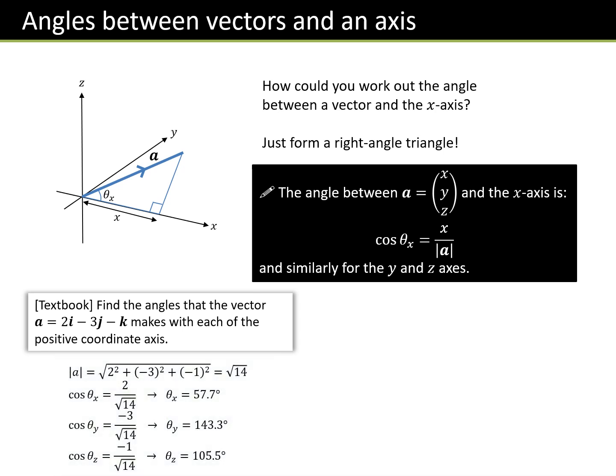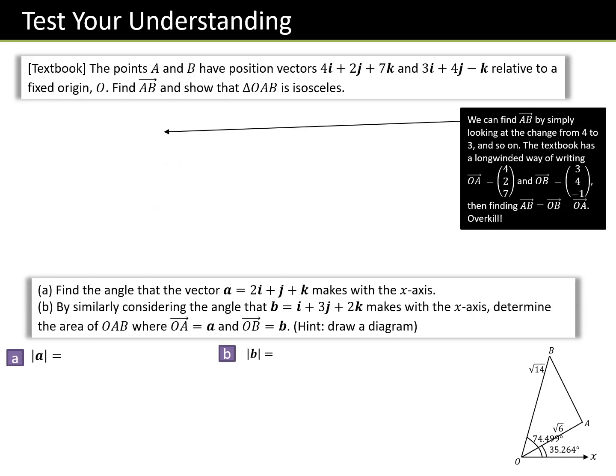So let's have a look at this example here. You've got a being 2i - 3j - k. The modulus, or the magnitude, of a is going to be, just putting all those numbers into Pythagoras' theorem, root 14. So the angle it makes with the x-axis is going to be the x component, the i component, 2 divided by root 14, and inverse cos of that. Similarly with the y, the -3 over root 14, inverse cos of that. And then in the z, the -1 over root 14, and inverse cos of that one too. So you can pause the video here and have a go at these two examples, if you've got the booklet, and write them in. I'm going to go through the answers now.